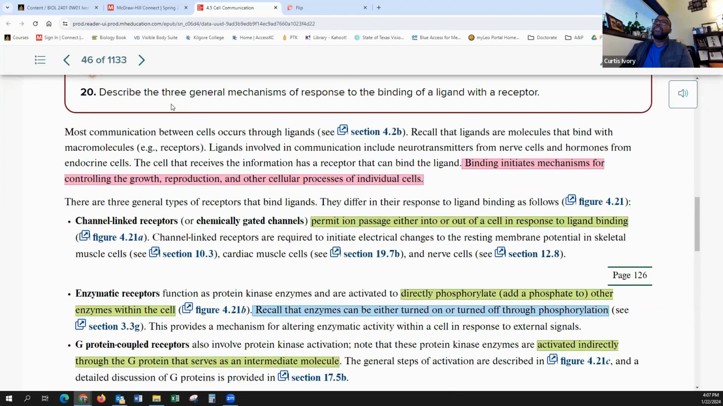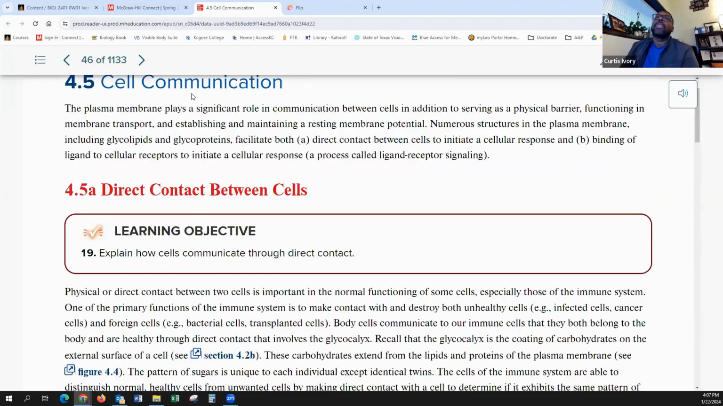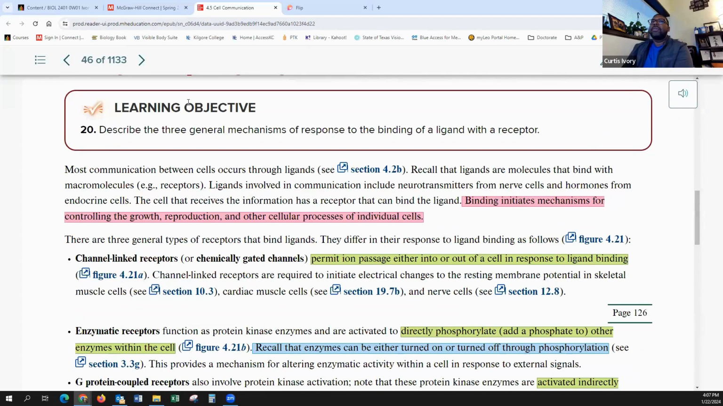So when it comes to cell communication, there's a few different things that can happen. We can have what's called initiation or binding. Binding to a receptor is going to initiate a mechanism that's going to control growth, reproduction, and cellular processes of individual cells.